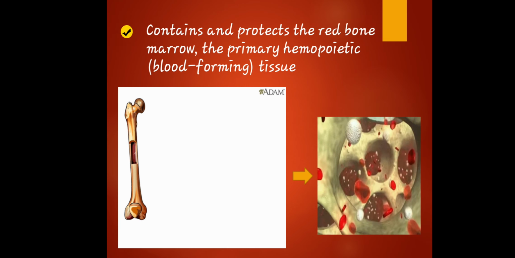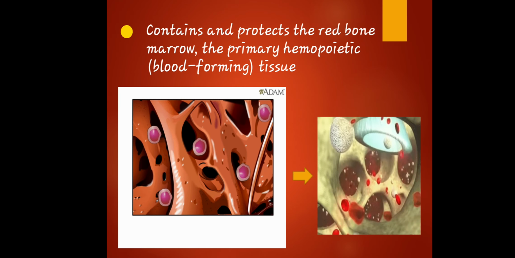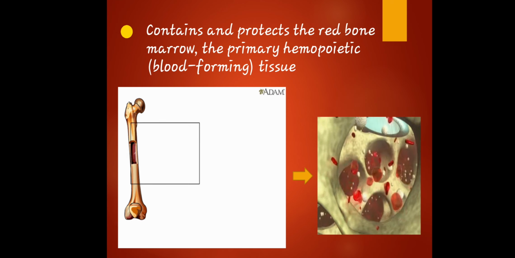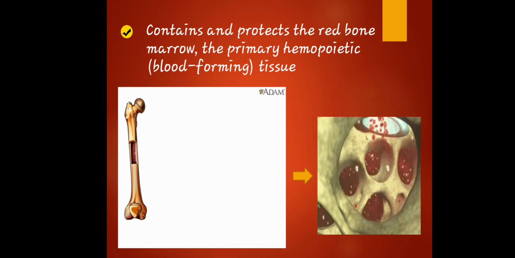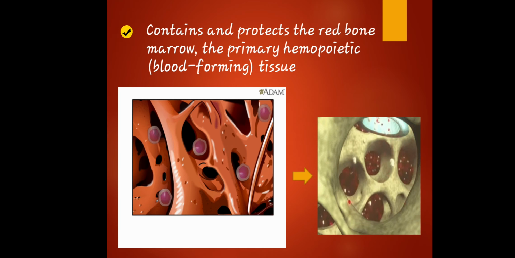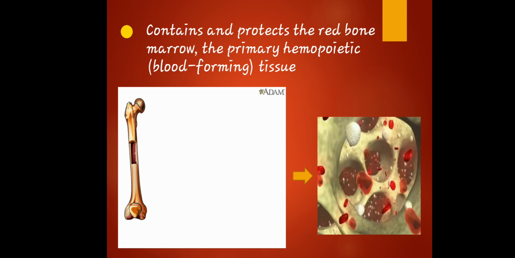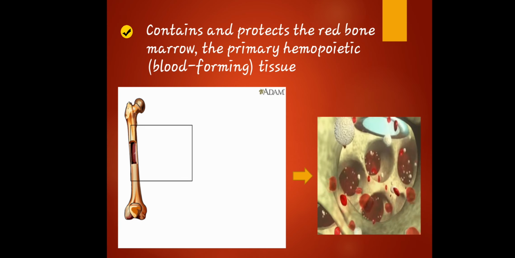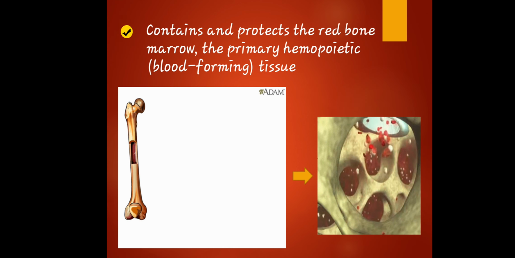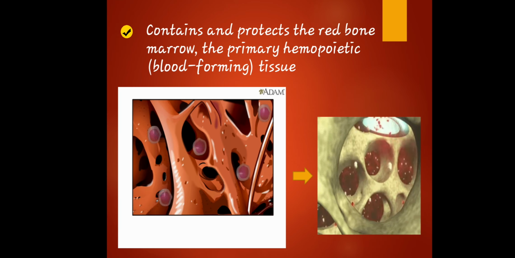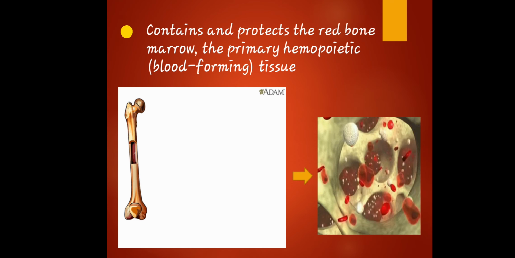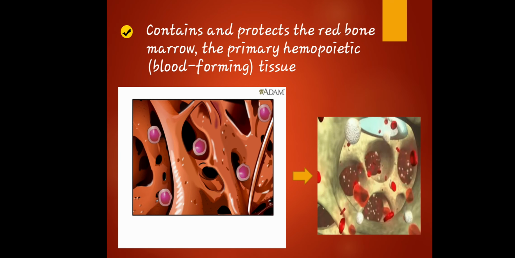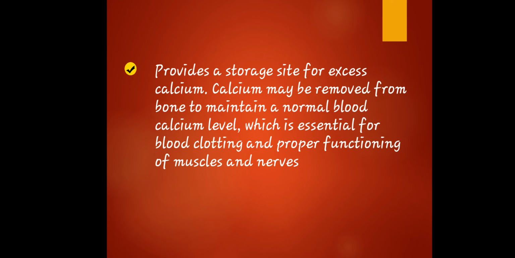Okay? So that is the explanation of why one of the functions of the bone or skeleton is that it contains and protects the red bone marrow, because there is a hemopoietic organ represented in the red bone marrow. And the skeleton or the bone itself can protect it. Okay? So let's go now to another slide. Aside from that, it provides a storage site for excess calcium.